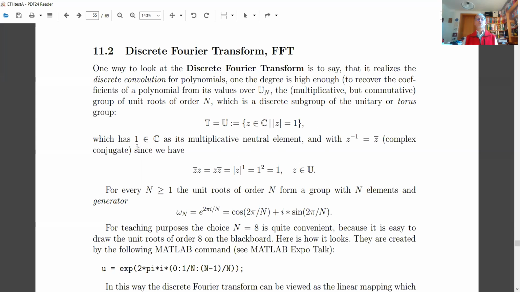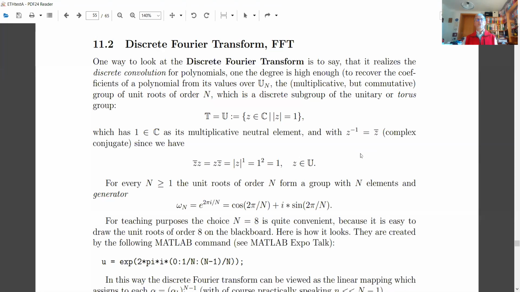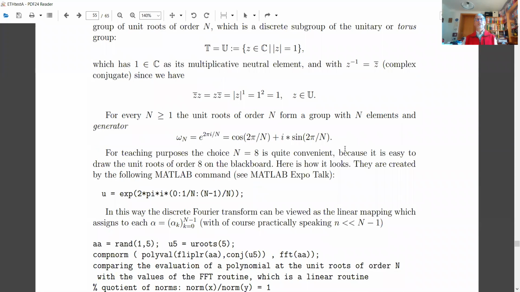So 1, of course, is the unit element, and the conjugate is the inverse, because when you multiply z with z bar, you get the absolute value of z squared, which is 1, and that means you get the unit element by multiplying with the conjugate. As you have seen from the example of n equals 8, where you would say we have 45 degrees.